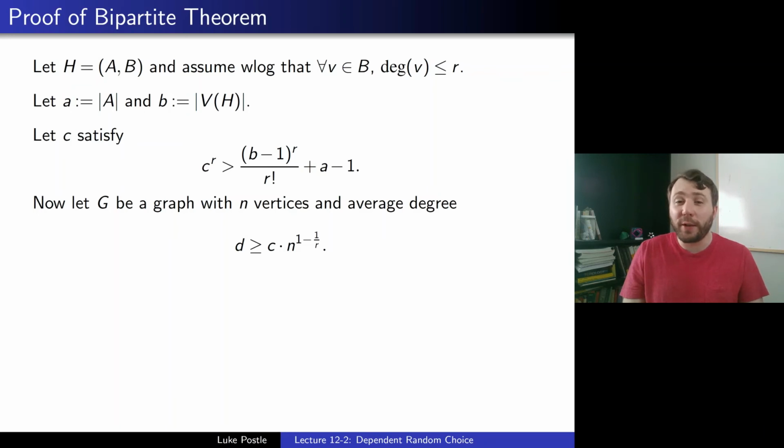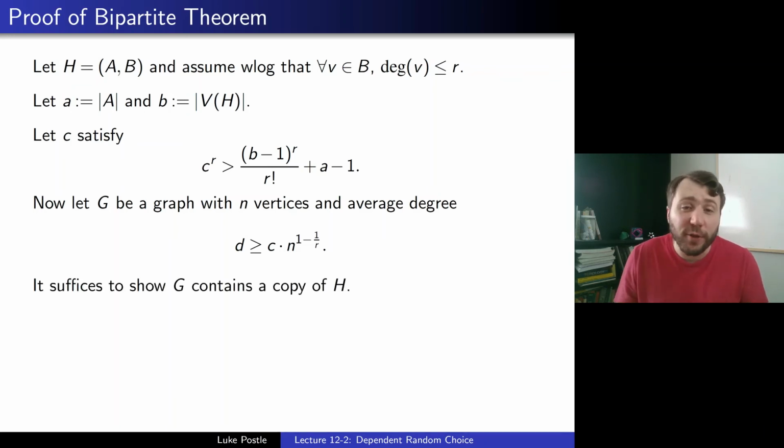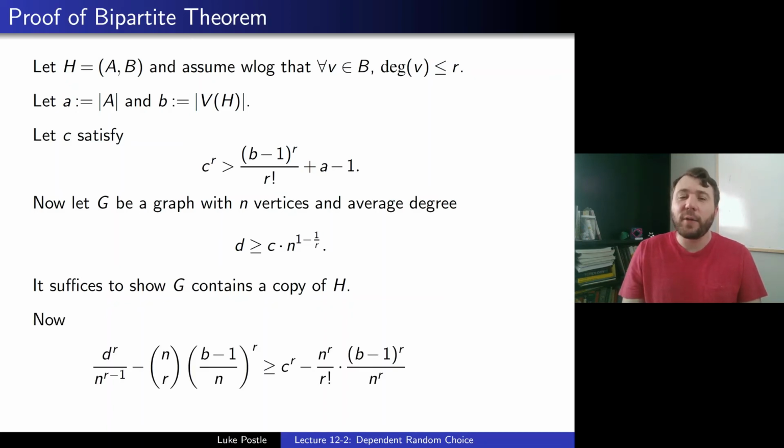So where do we go from there? It suffices to show that G contains a copy of H. If we can show that every dense enough graph contains a copy of H, then surely the Turan number must be smaller than this bound. So how do we find copies of H? Well, we're going to use the dependent random choice lemma, so let's try to verify that its condition holds.